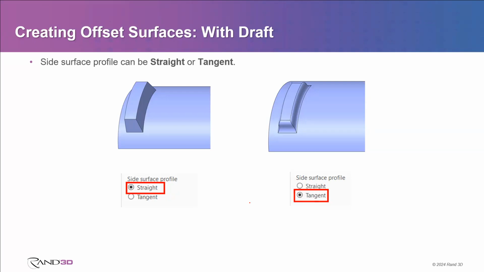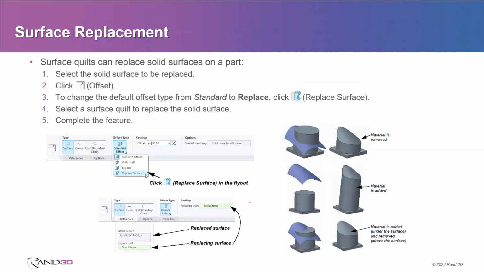Now, besides the standard offset, the expand, and the with draft, there's a fourth choice on that menu called the surface replacement. The surface replacement is going to let you select a solid face from the model and replace that solid face with the surface or with the quilt, making the solid take on the shape and the position of the quilt or the surface that you replace with.